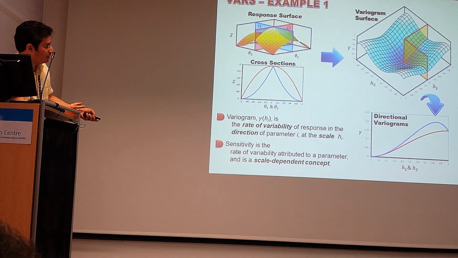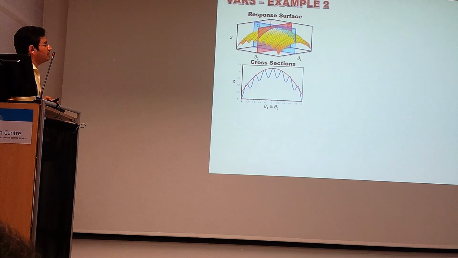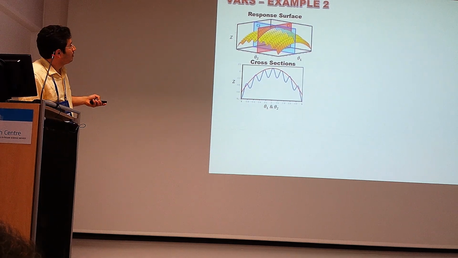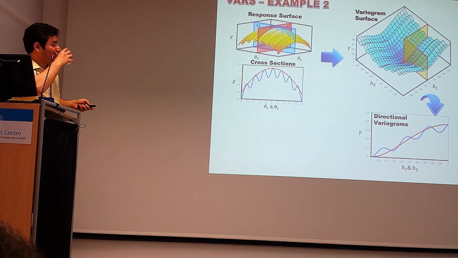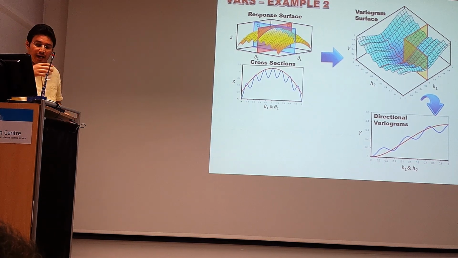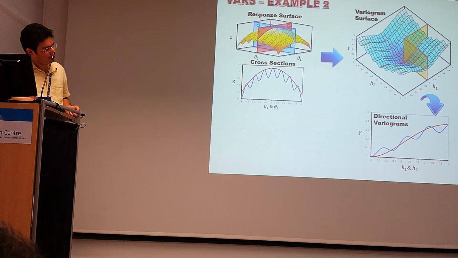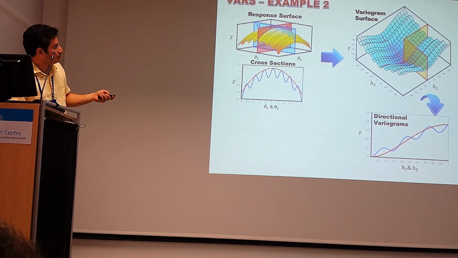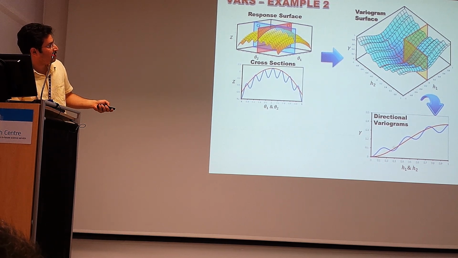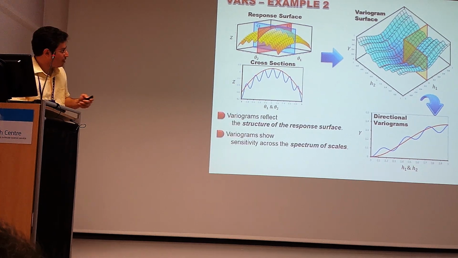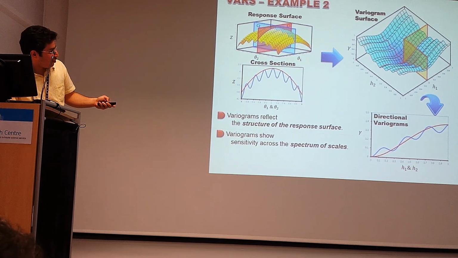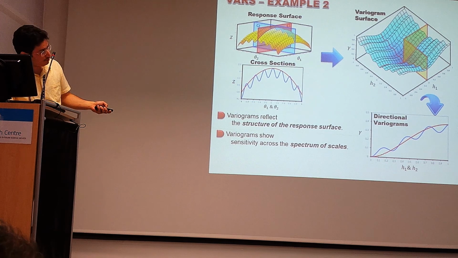So by scale, I mean perturbation scale. Let's move on to the second example. Here is the variogram surface and directional variograms. So the first thing to notice is that the variogram reflects the structure of the response surface. So you see multimodality here and there. Now far to the left, blue is significantly higher than the red.